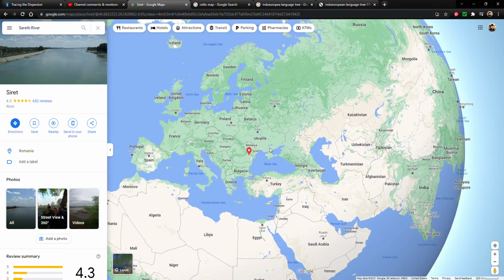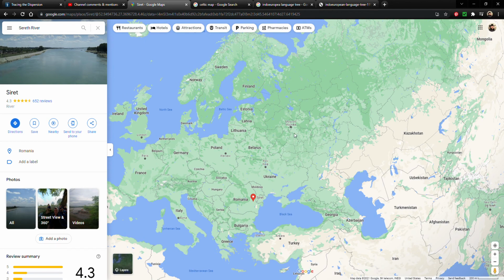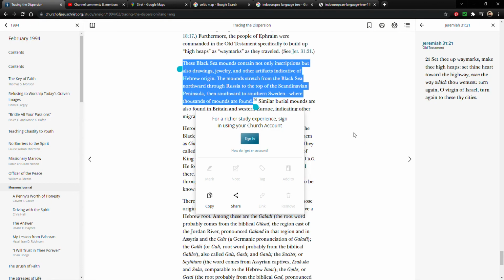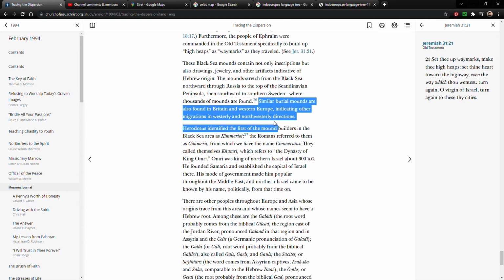So northward into Russia right here. Most of the population of Russia is here in the west, the western part of the country. So up this way into Russia, up into the Scandinavian peninsula, which would be right here, Finland, Sweden, Norway, and then it said down into the southern part of Sweden. Similar burial mounds are also found in Britain and Western Europe, indicating that migration in westerly and northwesterly directions.